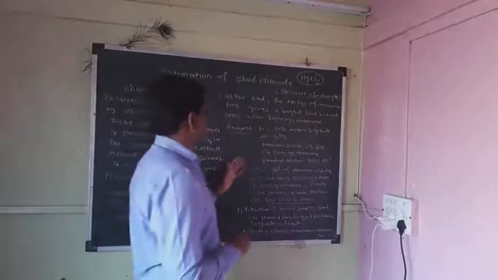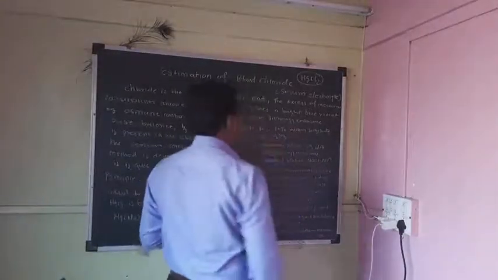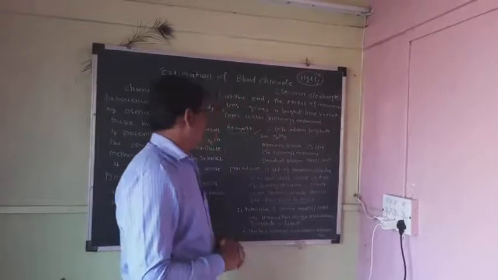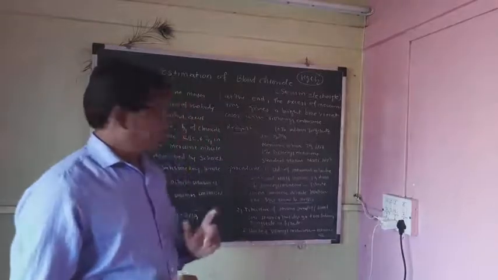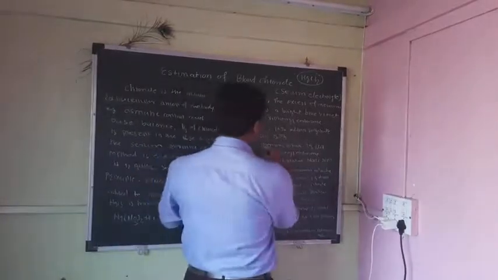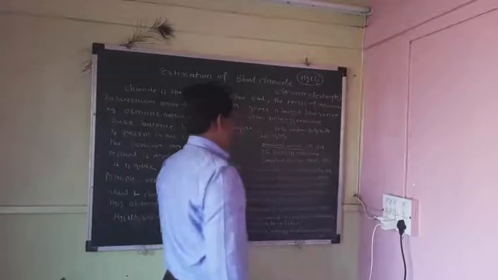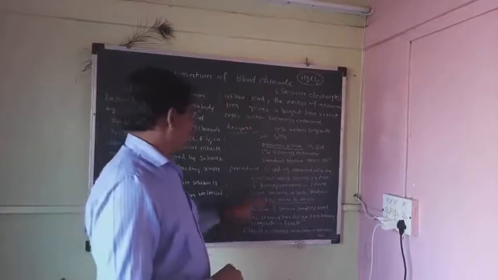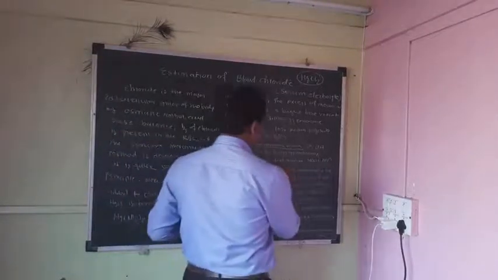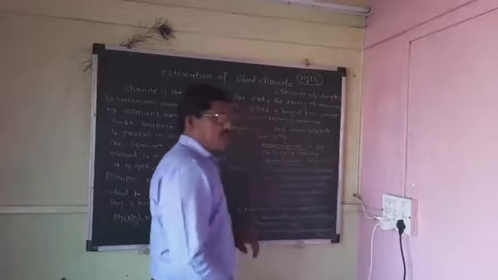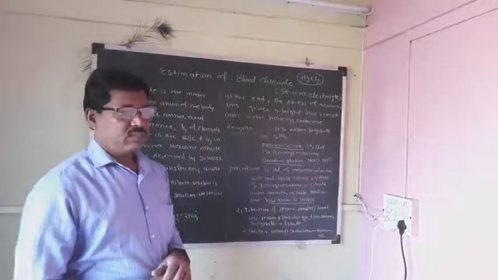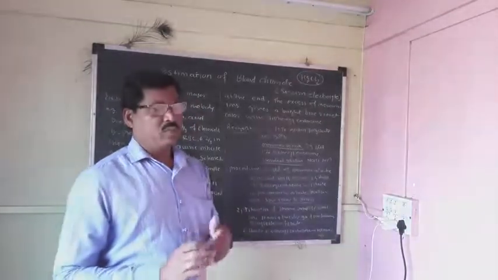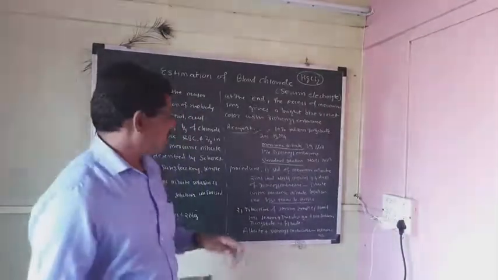the serum: it requires 10% sodium tungstate solution and 2 normal sulfuric acid. Mercuric nitrate is 3 gram per liter and 1% diphenyl carbazone indicator, and standard solution, the sodium chloride. You have to prepare the chloride containing solution, potassium chloride or sodium chloride solution.